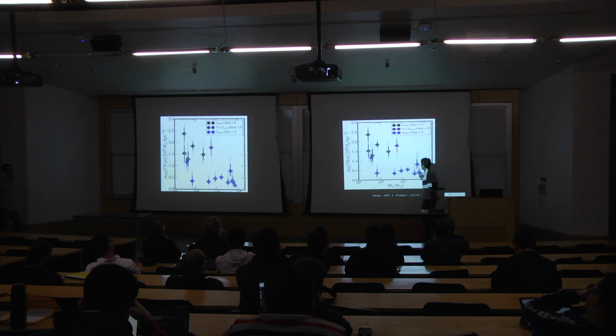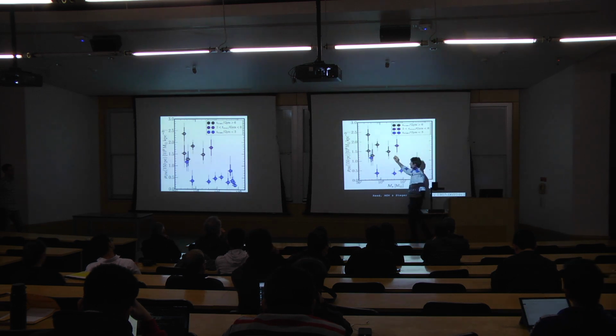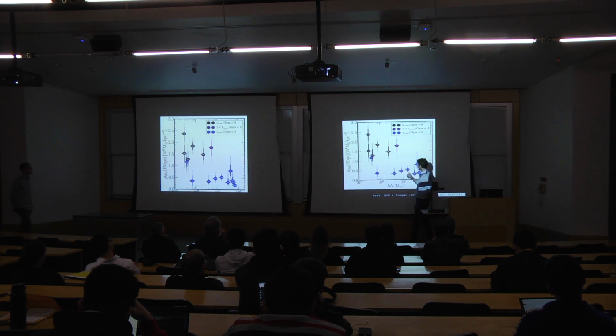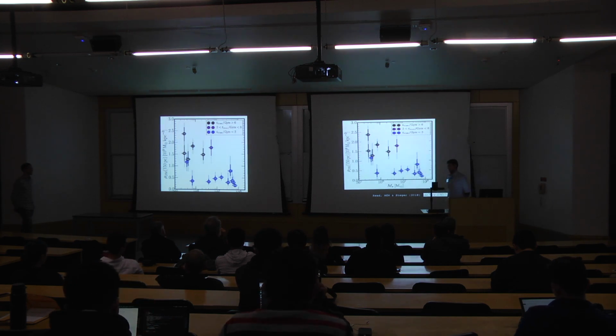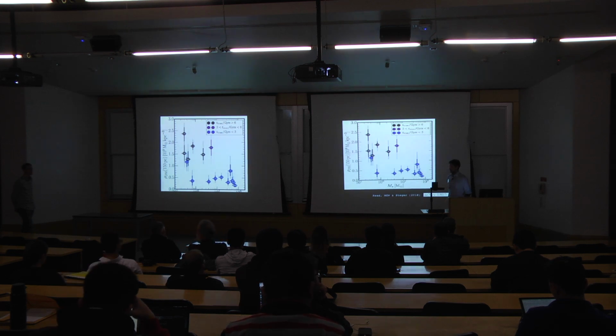There is one object that's close to the Milky Way. I can't read the text here, but one of these objects is close in to the Milky Way and is supported by random motions. So there is some mitigation of that problem.